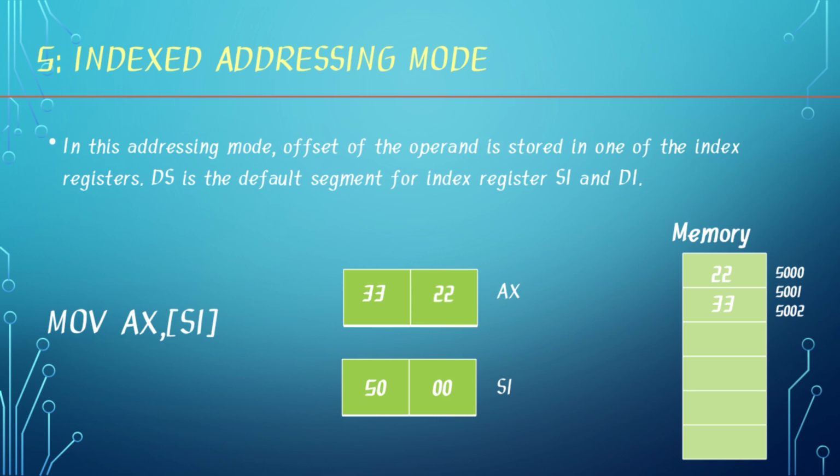So simply, the index register has an address, that address has some data, and that data is moved to the AX register. The content at the address in the SI register is moved to the AX register. That is the indexed addressing mode. So here the index register is specified.